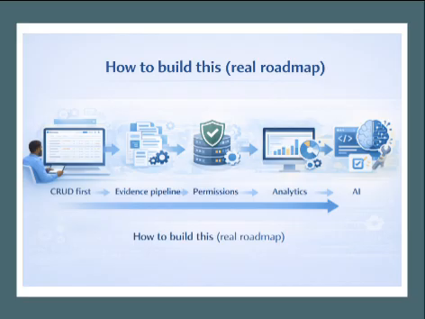Then you add permission and validation. You do this once you've built the CRUD first and the evidence pipeline. You have permissions so that people who don't have permission cannot go in. This is where the data is protected and it makes sure the right people can do the right thing at the right time. Next, only once that data is consistent do you introduce analytics.